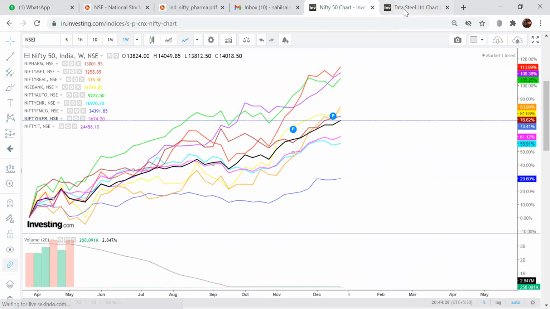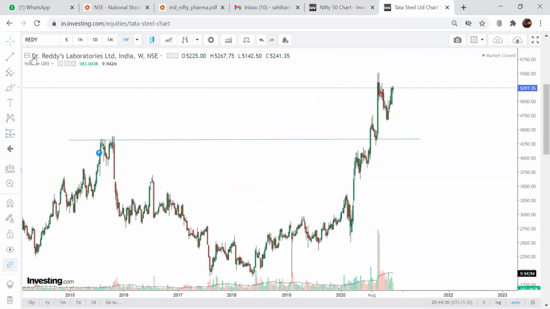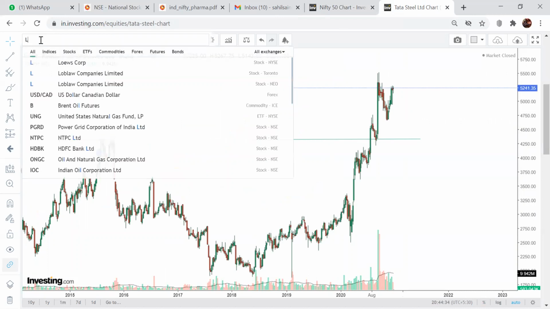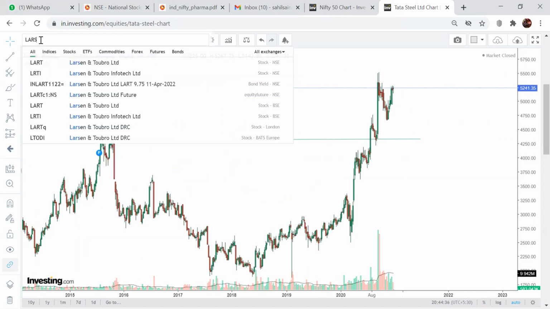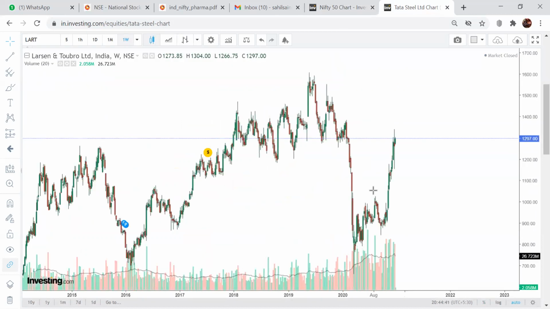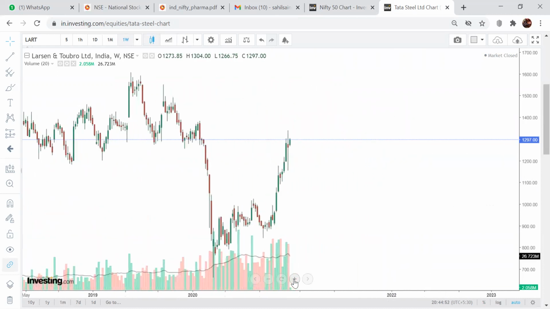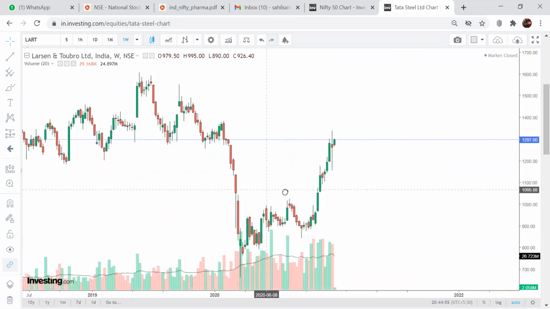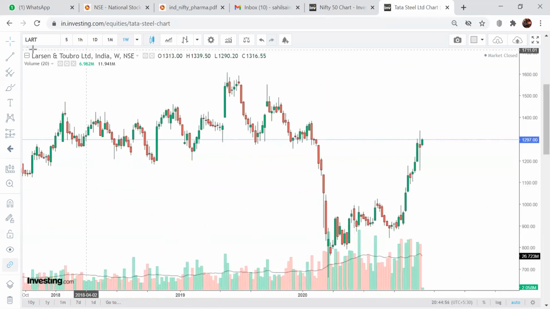This one is infra. In infra, the biggest companies, I think, are L&T, Siemens, Turbo. Have a look, have a look.